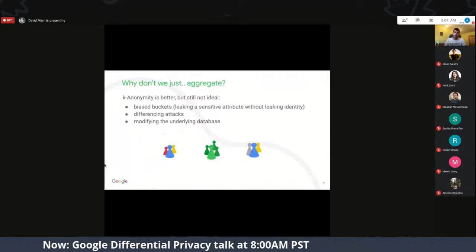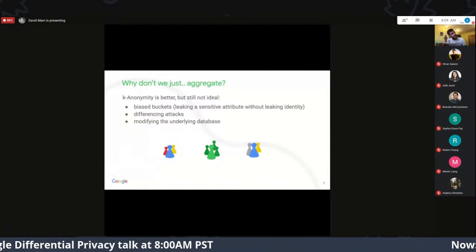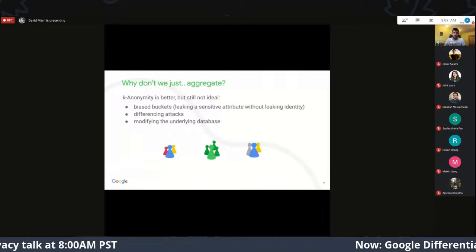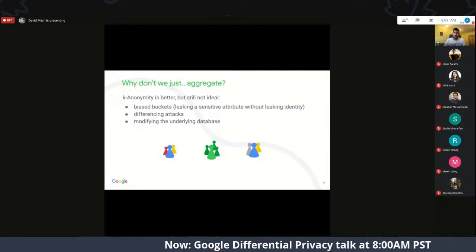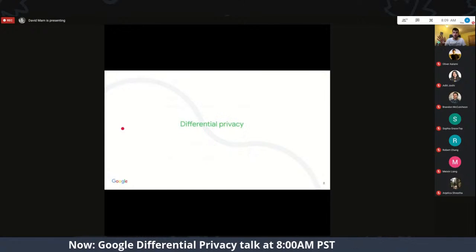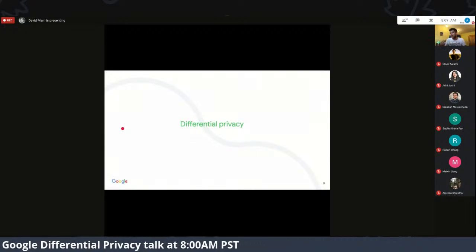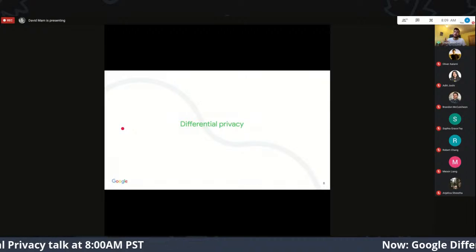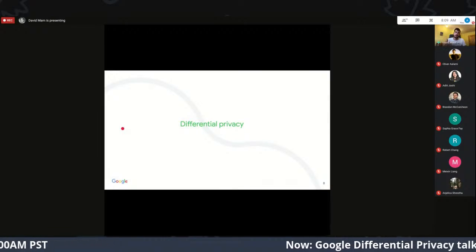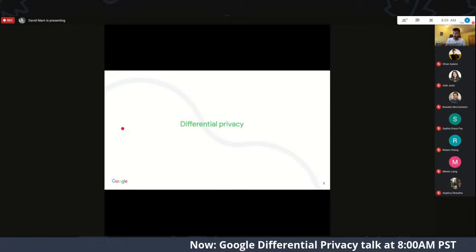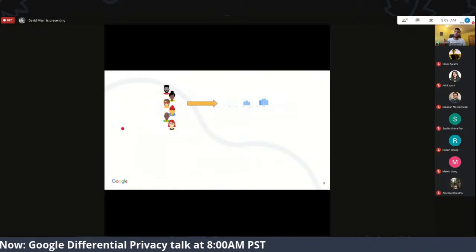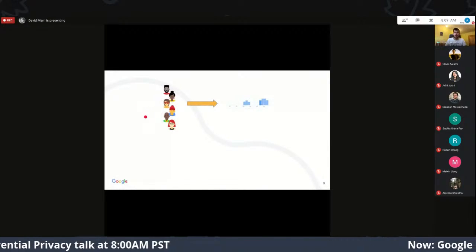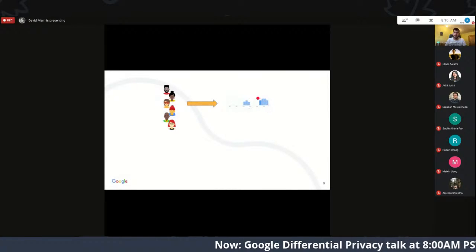So the question that's guiding us is: is there a better way to define anonymity? And the state-of-the-art technique here is called differential privacy. What I love particularly about differential privacy is that it gives us mathematical guarantees. So let's again go through an example. You have a set of users on the left, and you use this data to produce some statistics.